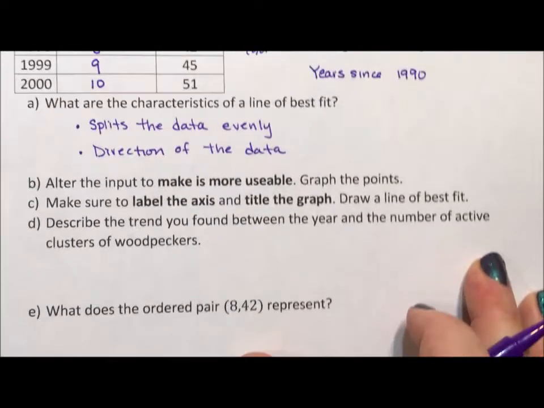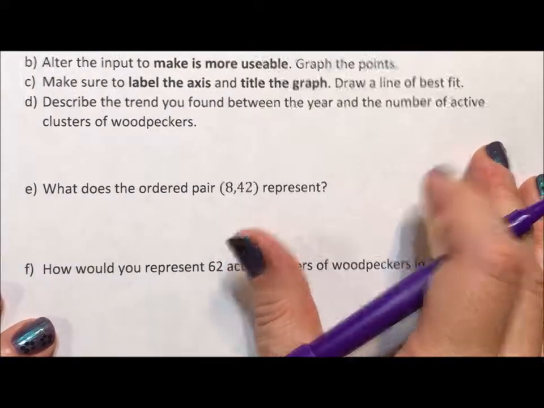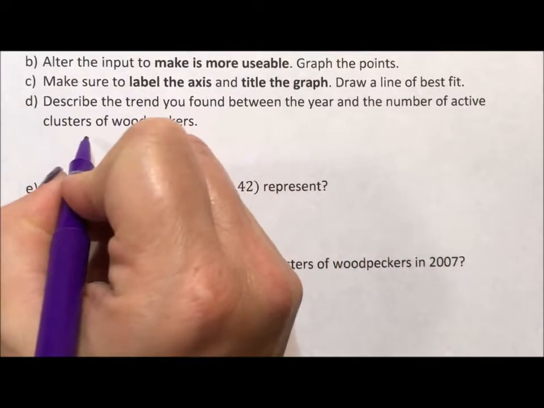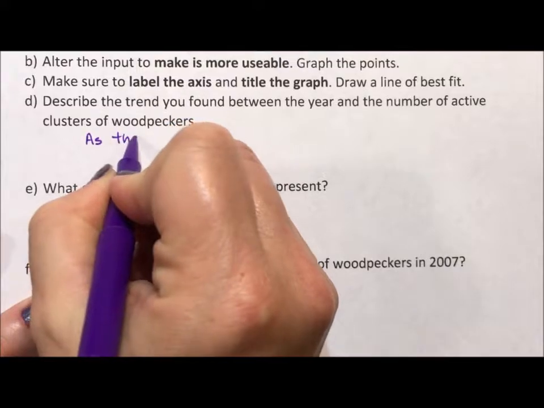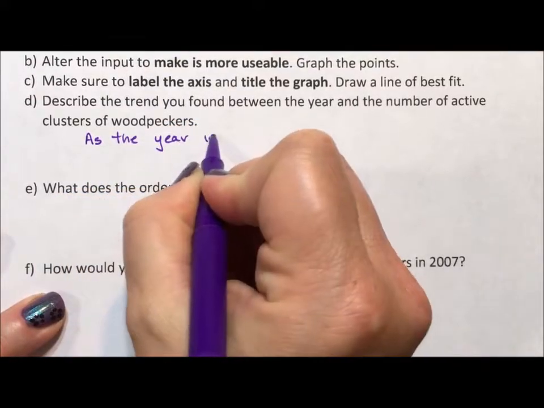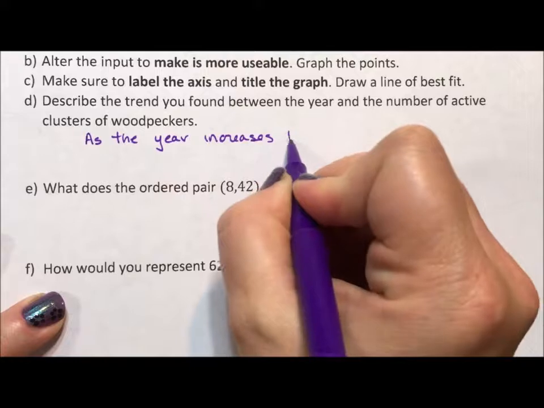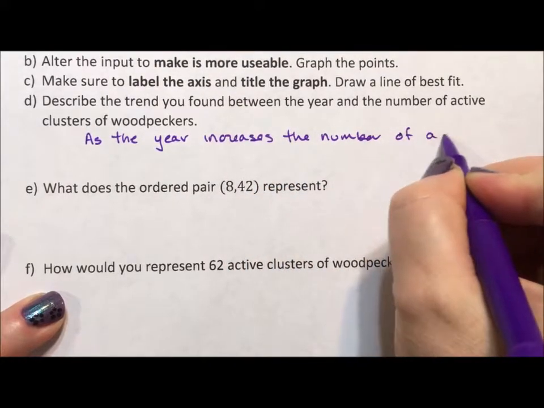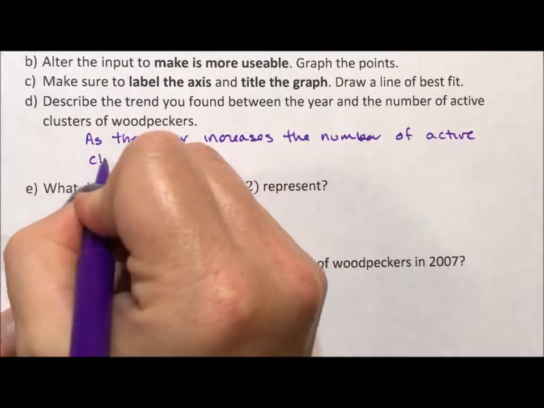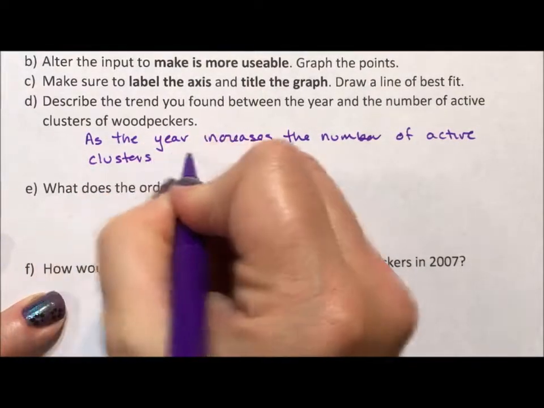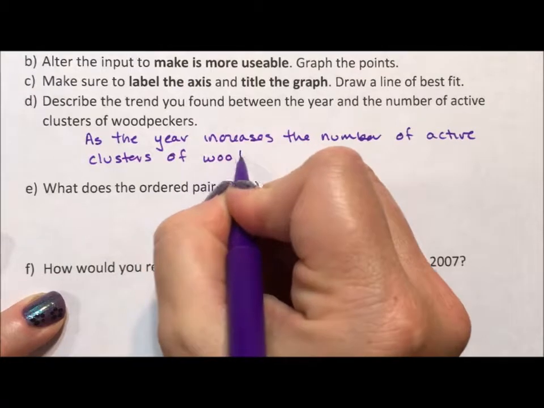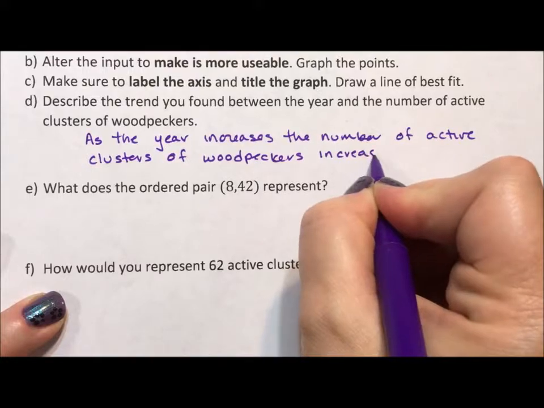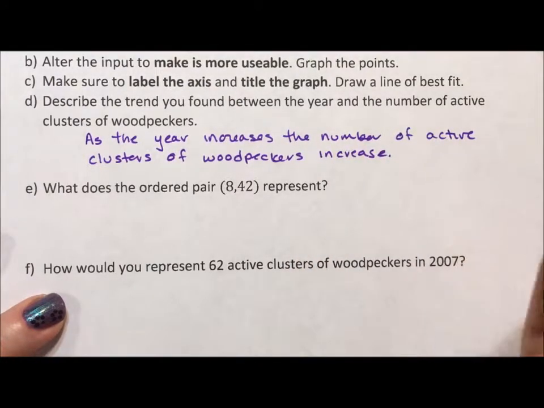All right, so now let's look at what's being asked. Describe the trend you found between the year and the number of active clusters. Okay, well, as the year increases, the number of active clusters of woodpeckers increases. As the input increases, the output increases. That gives us our positive slope.